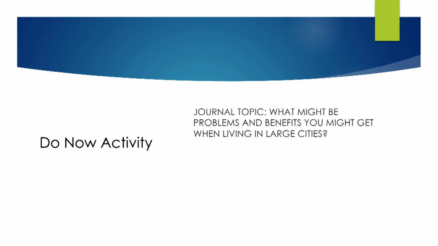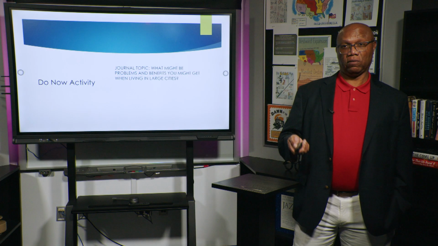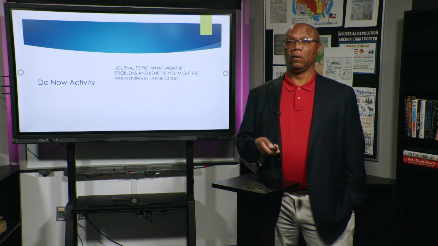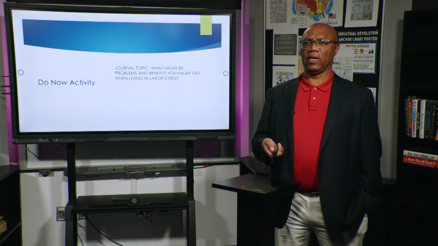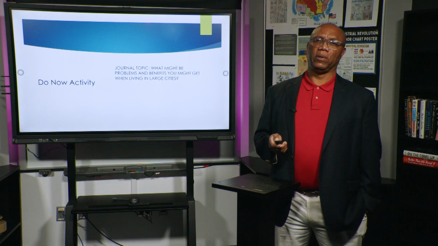We're going to start with our Do Now activity. Take out your journals, if you will, and write down what the journal topic states. And what it states today is what might be the problems and benefits that you might get when living in large cities. So think about your own situation. If you lived in a large city, what would be some of the things that you would think would be some of the good things or the benefits, and then what would be maybe some of the negative things that are not so good from living in American cities.